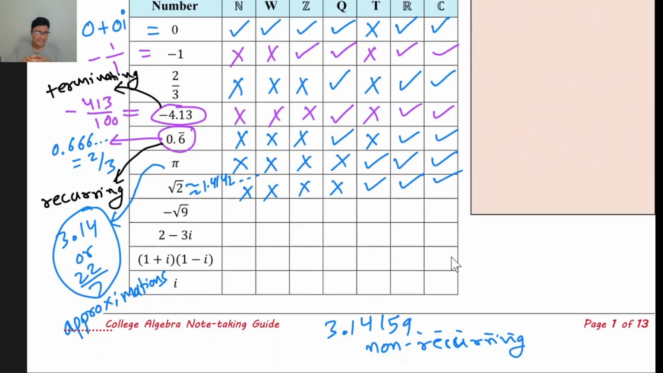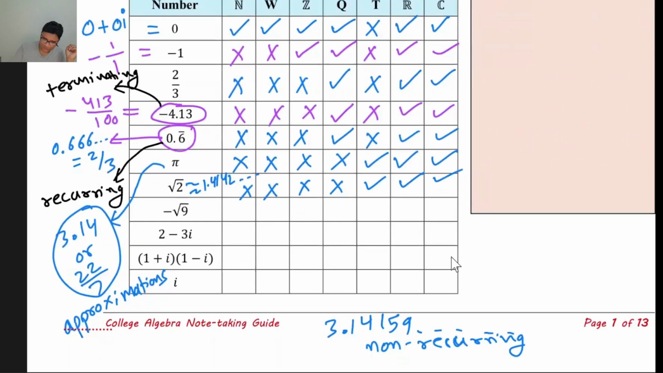Then you see root 9 and you will wonder, negative root 9. Okay, root 2 is irrational, so every root is irrational, right? No.